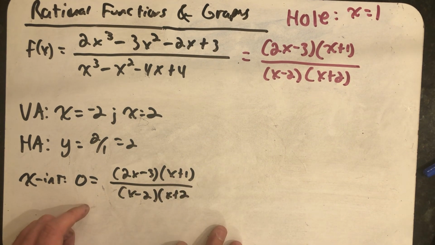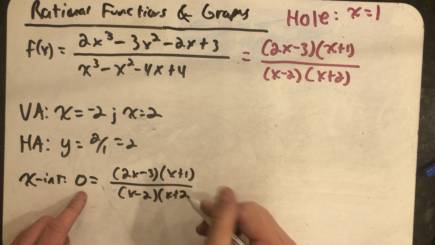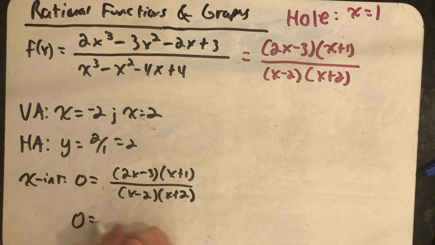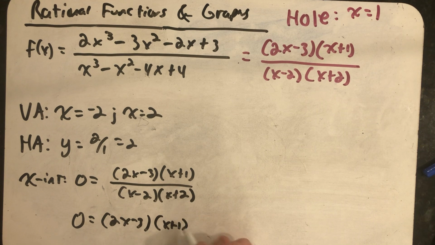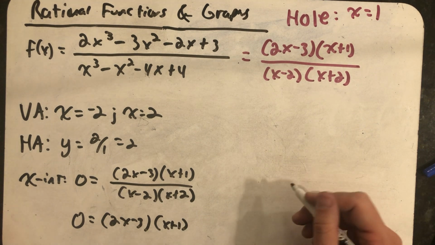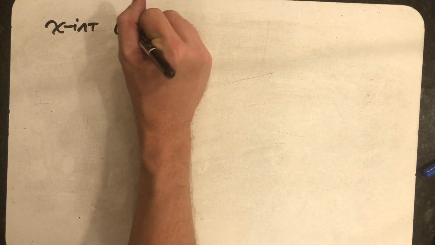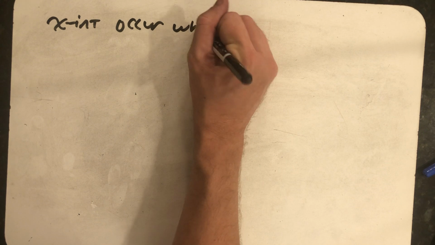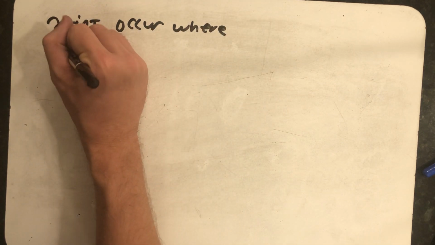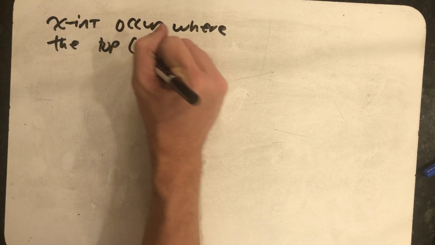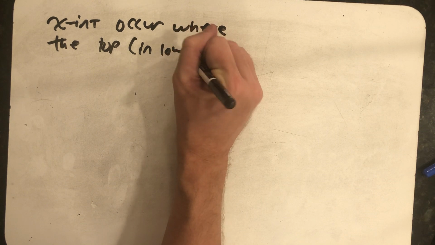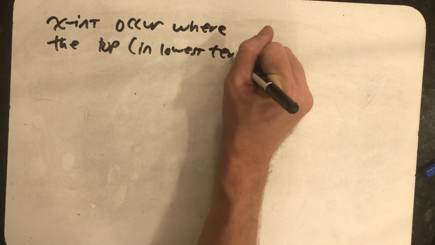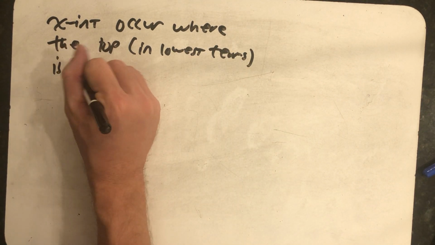Okay, well, for a fraction to be equal to 0, the top's equal to 0. So, to find the x-intercepts, we can just set the top equal to 0. We can find the zeros of the top. Make a note of that here. X-intercepts happen where the top, in lowest terms, is equal to 0.